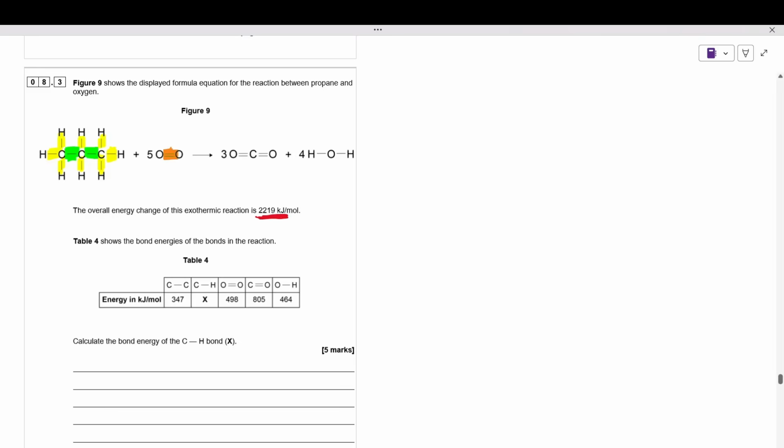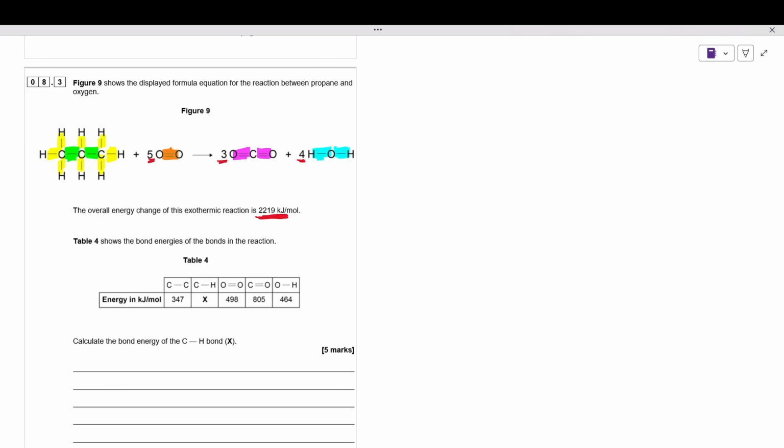So that's O double bond O. I have my C double bond O, C double bond O, and I have some O-H as well. Those are O-H bonds. While we're doing this, ensure you're paying attention to the numbers in front of these, because they're going to be crucial when we're calculating in order for us to tell which bonds are broken and which bonds are made.